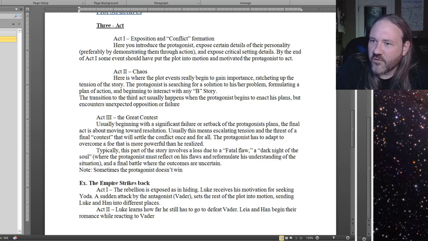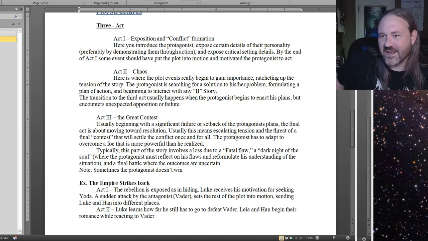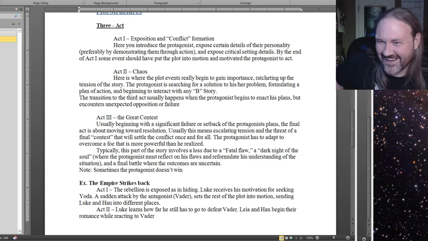Ready, set, go. A beautiful male wizard must deal with his face being melted during an encounter with a demonic threat. The A story is how he quests to find a cure for his deformity. B plot, necromancy. Okay, I like it.